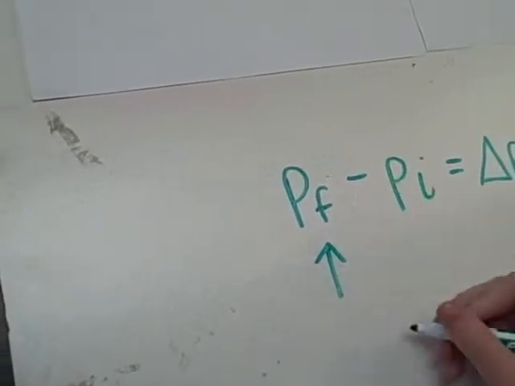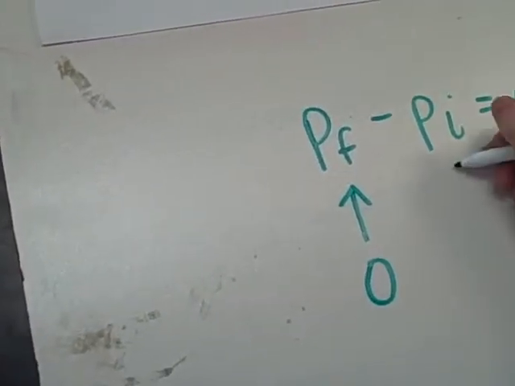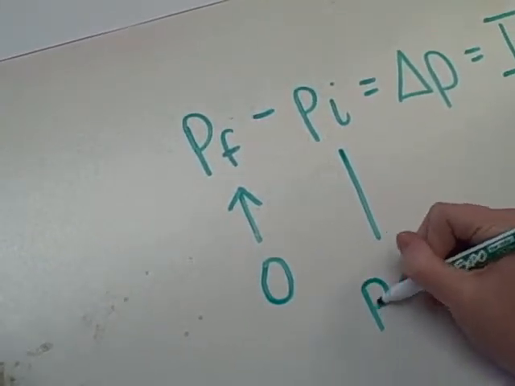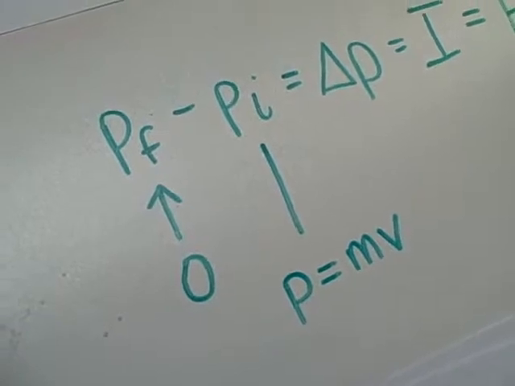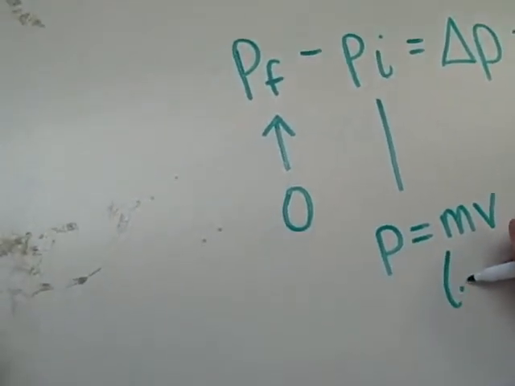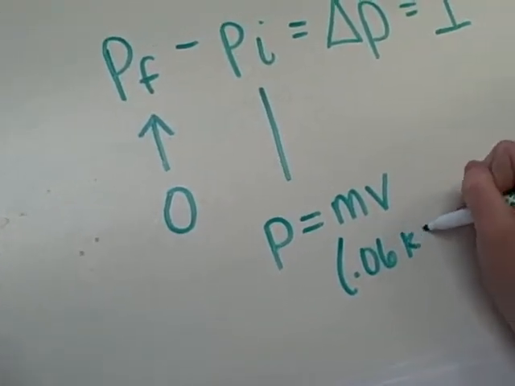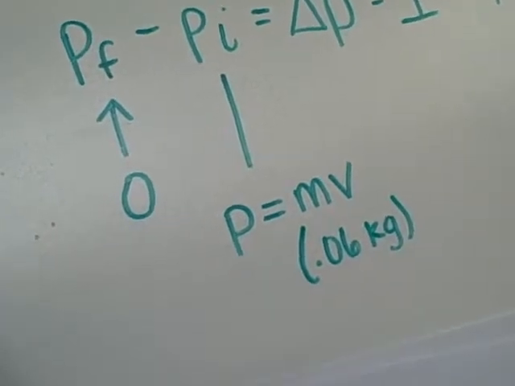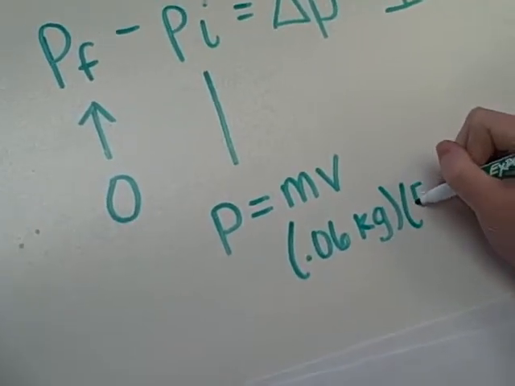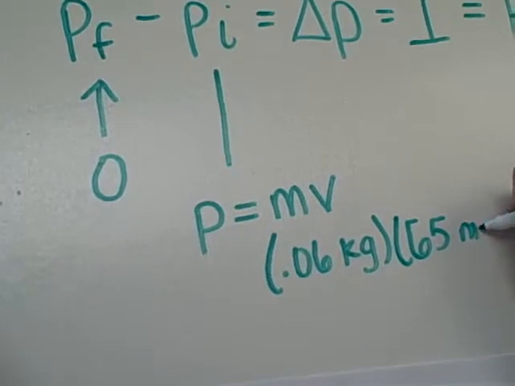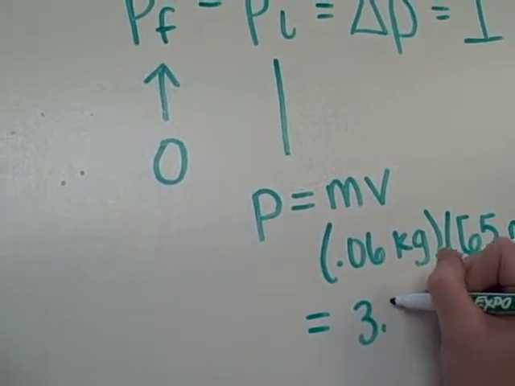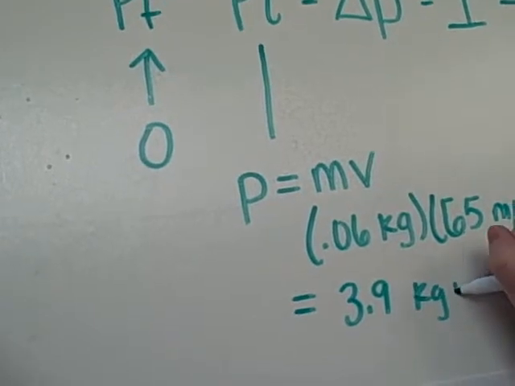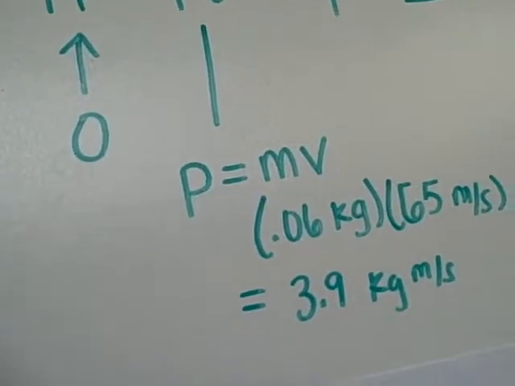Since the final momentum equals 0, we just need to find this. Momentum equals mass times velocity. The mass of the baseball, .06 kilograms, times the velocity, 65 meters per second, equals 3.9 kilogram meters per second.